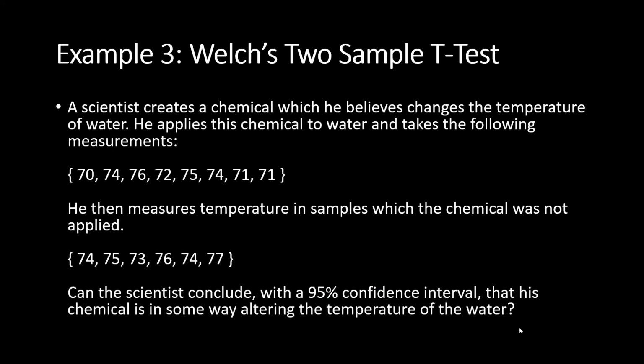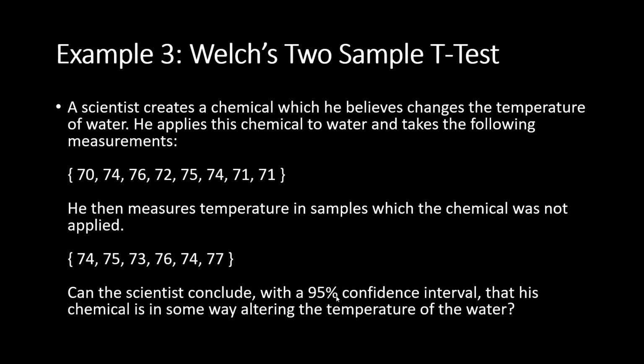Which brings us to the Welch's two-sample t-test. So you might notice something is a bit different here than it was in our initial example. In this case, our scientist is applying, again, the chemical to water and he's taking measurements. But as you can see, for the second sample here, we have an instance in which we have fewer observations with the chemical applied than for the chemical not applied. Everything else is the same.